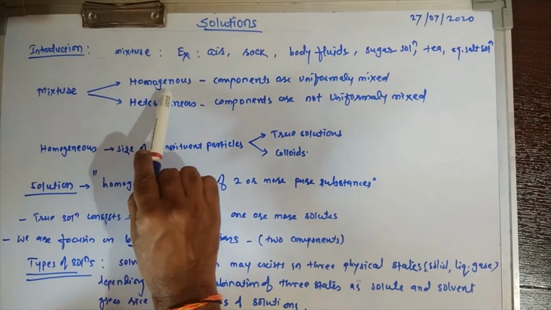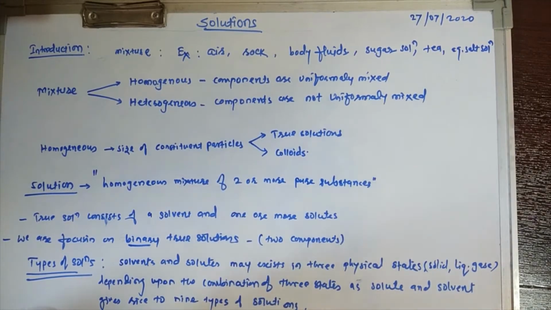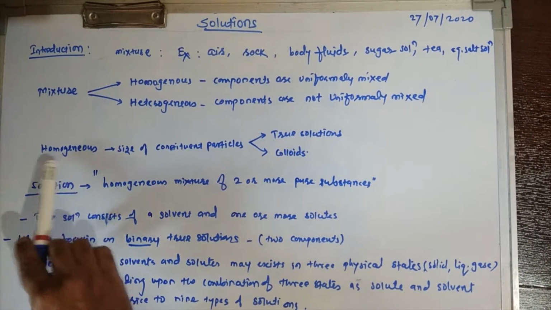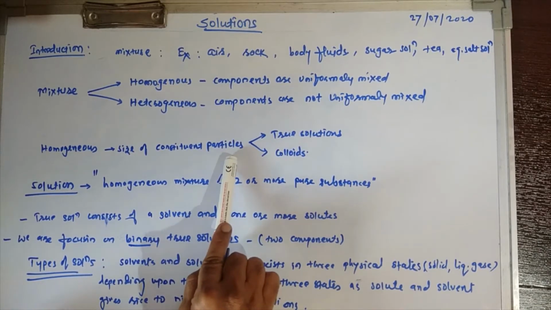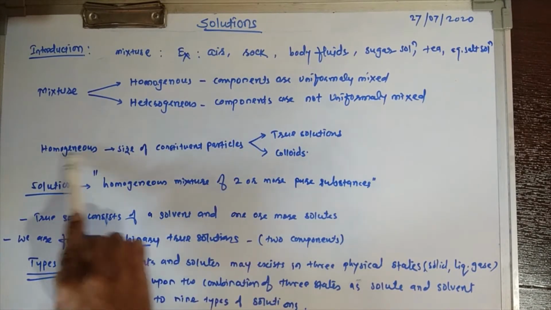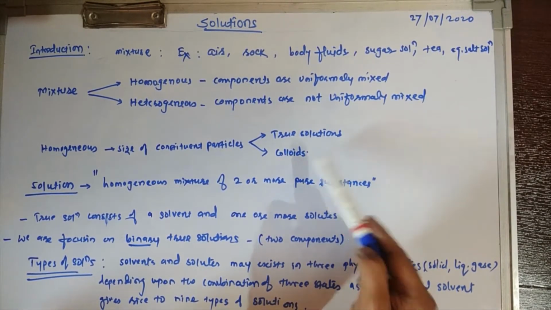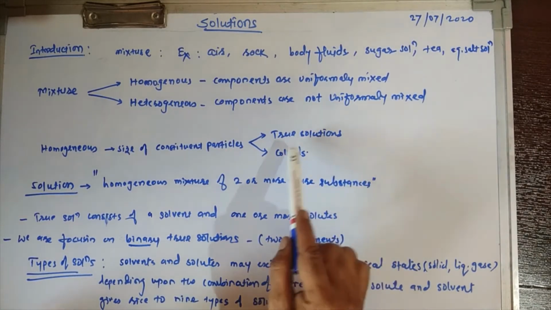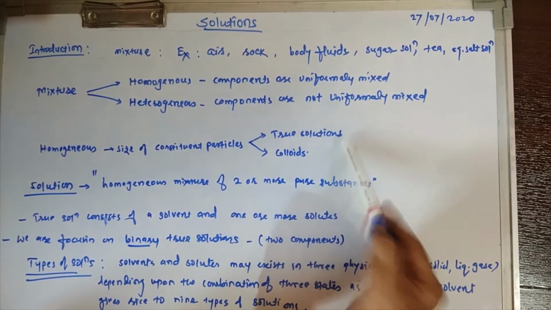Now in a homogeneous mixture, there is uniform mixing of the components of the mixture. Here, depending upon the size of constituent particles, these homogeneous mixtures are again classified into two categories, that is true solutions and colloids. Okay. Now we are focusing on the true solutions, is it?